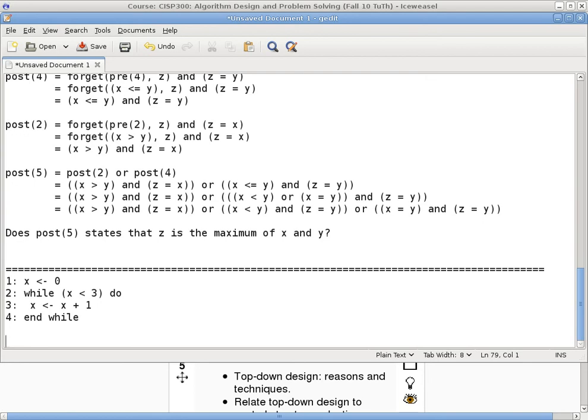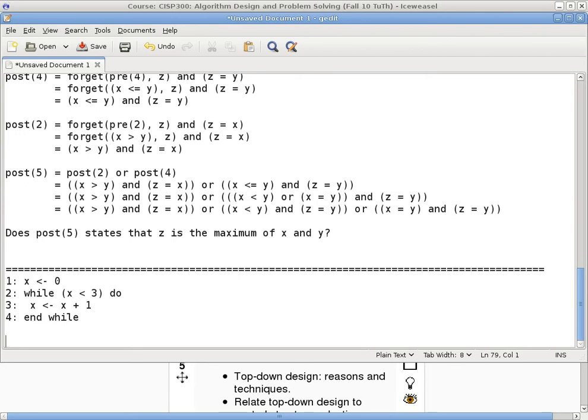What about this part here? That's post 4. Very good. Post 4. Just like that. Well, that seems pretty easy. All right. So let's go ahead and try to derive all these pre and post conditions.